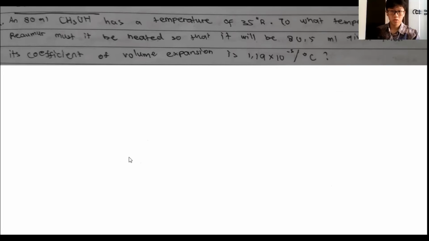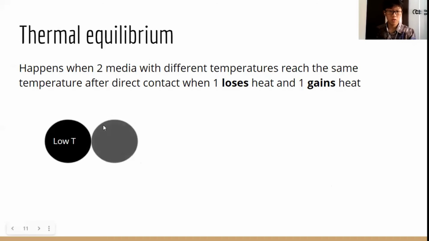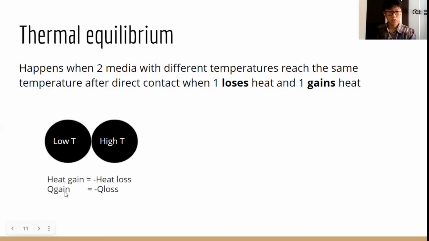Thermal equilibrium. So when we say equilibrium, it means equal or balance. So thermal equilibrium happens when two media with different temperatures reach the same temperature after direct contact when one loses heat and one gains heat. So in this illustration, you can see that the media or substance with lower temperature and higher temperature collide with each other or have direct contact. So here, heat gain is equal to the negative heat loss. The Q gain is equal to negative Q loss.